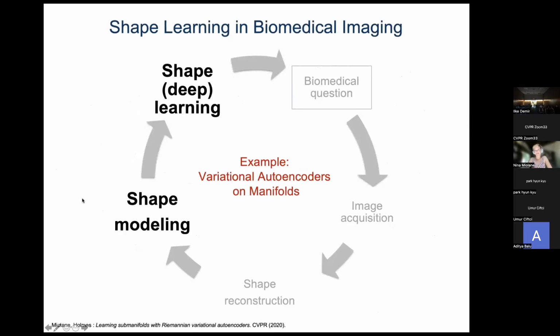Okay, so let me wrap this up a little bit and show you how we can mix these two. So how we can use a model of shape, we can perform a deep learning algorithm on a manifold that would, for example, represent the shape space. And the example I'm going to choose is variational autoencoders. How do variational autoencoders work on manifolds?